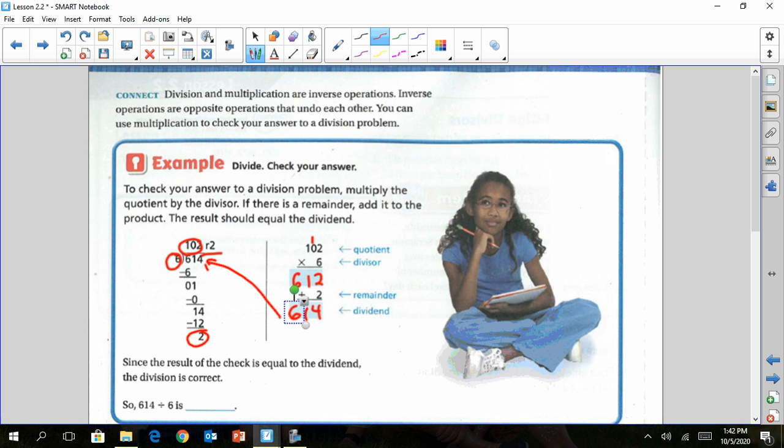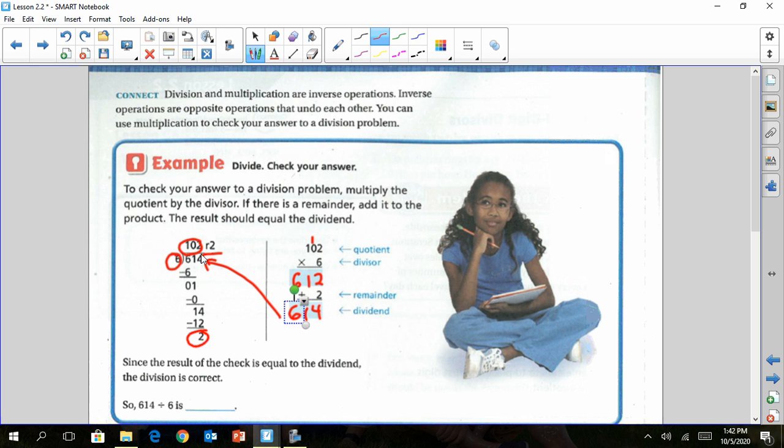Now, we say that we want to be able to check it using multiplication because if you wanted to check this division problem, 614 divided by 6, with a calculator, you're going to get 102 with some decimals. In this case, you're going to get 102.3333 repeating, because a calculator is not going to put the remainder. It's going to turn it into a decimal, which is what we'll learn in later chapters.